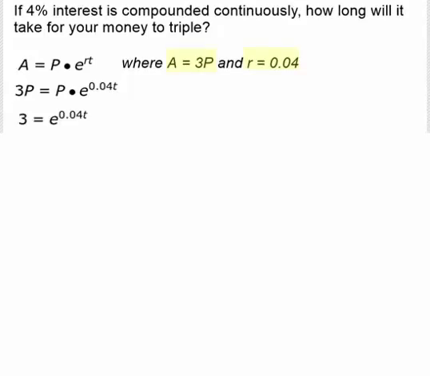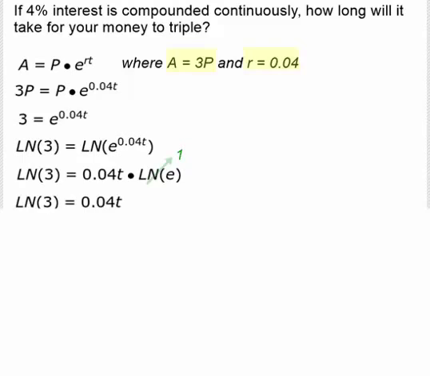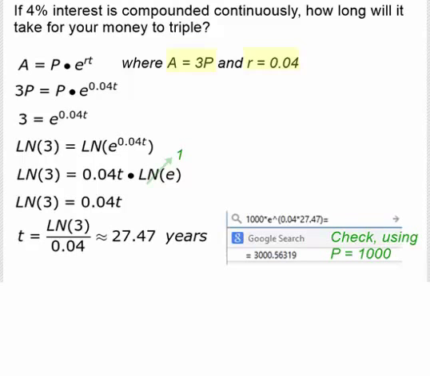Now we can solve this by taking natural log of both sides, and this gives us ln of 3 equals ln of e to the 0.04t power. Using our exponent rule, we move the exponent out front. So we get ln of 3 equals 0.04t times ln of e. ln of e once again turns into 1. So we have ln of 3 equals 0.04t. We just divide both sides by 0.04. So our answer is t equals ln of 3 divided by 0.04. So we get 27.47 years if you round it off.